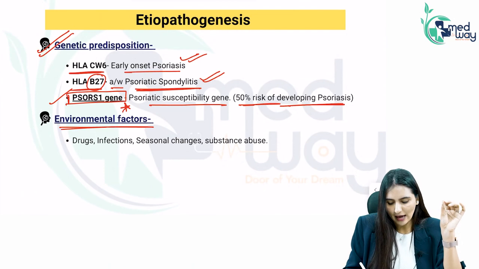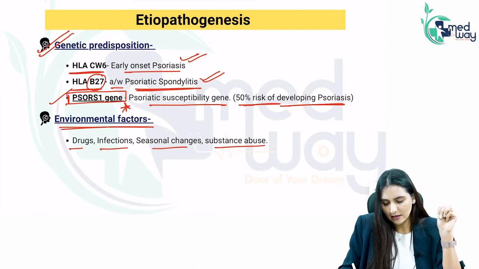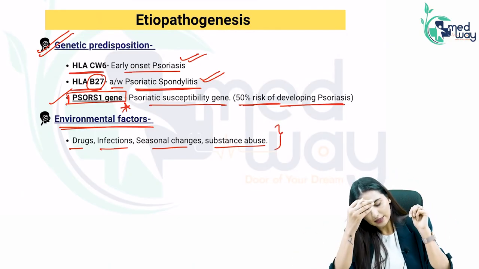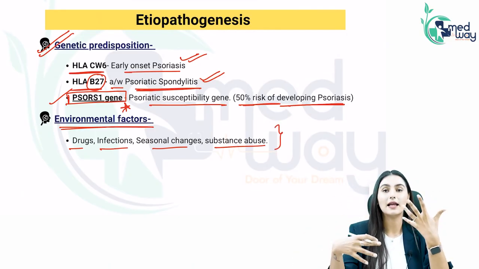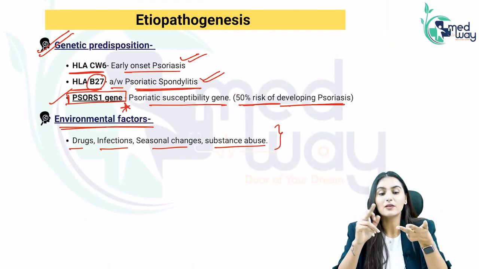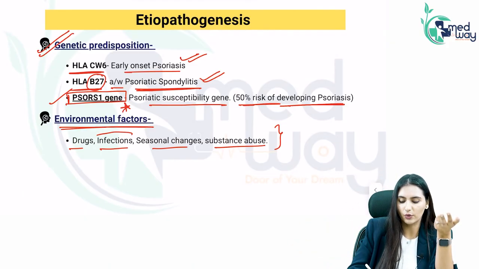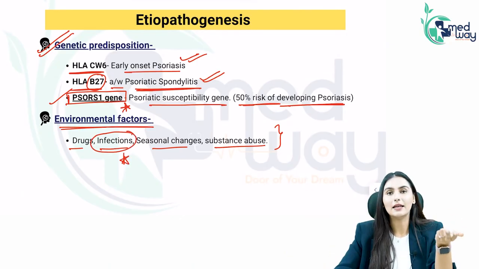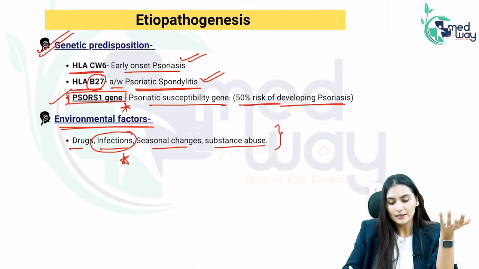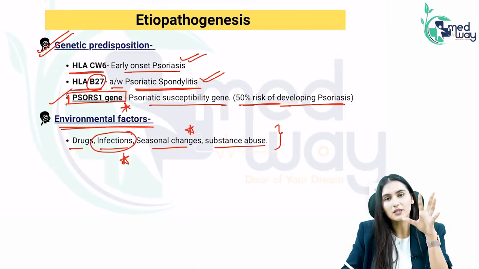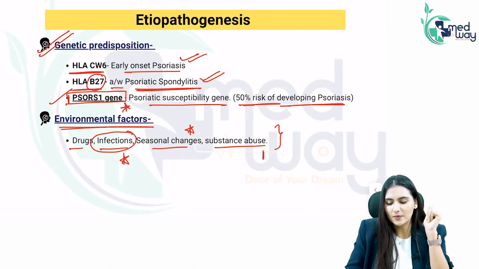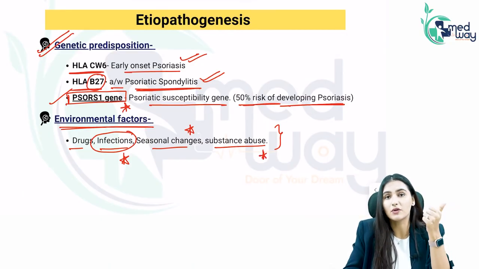Environmental factors, what do we have? We have drugs, infections, seasonal changes and substance abuse. What does this mean? There are certain drugs that can worsen your psoriasis. There are certain infections. This infection was actually a question this year in the FMGE exam. So there are certain infections that can lead to psoriasis. Seasonal changes: usually summers are good for psoriatic patients and in winters things worsen. And even substance abuse like alcohol and smoking can worsen psoriasis.